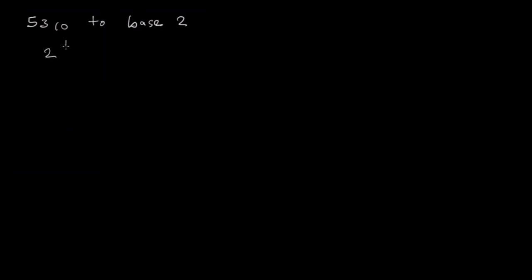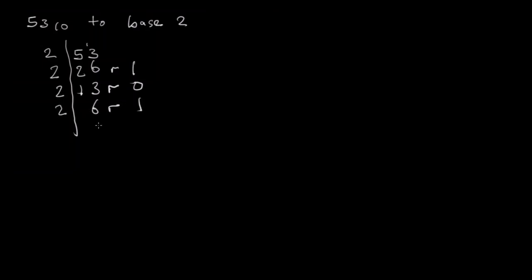We use 2 as our repeating factor, dividing into 53, taking note that we want to collect the remainders. 2 into 5, that is 2, and 2 into 13 is 6, remainder 1. 2 again. 2 into 2 is 1, 2 into 6, that's 3, remainder 0. 2 again. 2 into 13 is 6, remainder 1. 2 into 6 will be 3, remainder 0. 2 into 3, it's 1, remainder 1. And 2 into 1, that's 0, remainder 1.